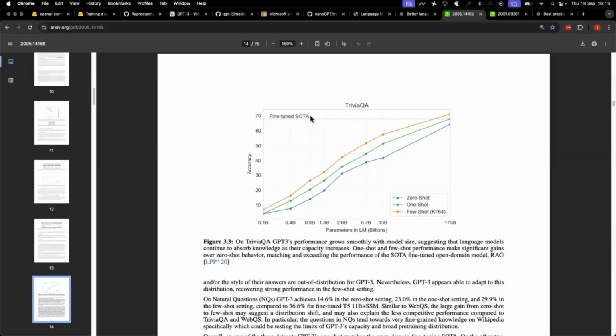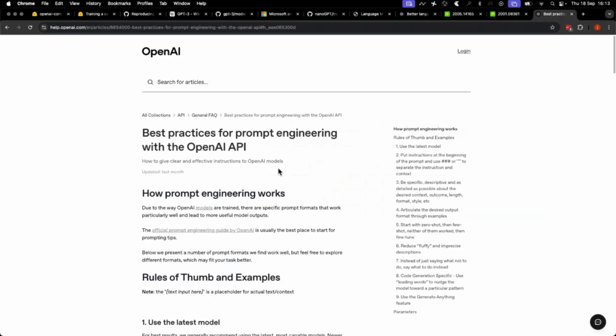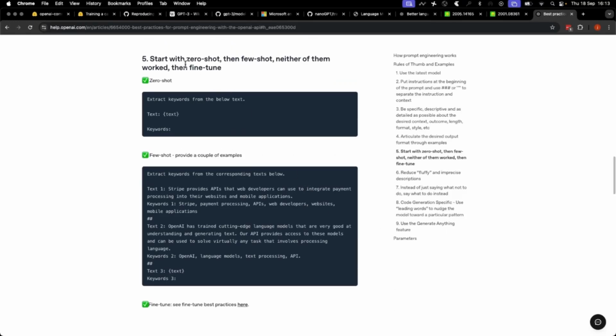I guess all of these research results make prompt engineering very important and very popular, because a good prompt can indeed enhance the model's response. If we look at one example over here, it also mentioned zero shot and few shot. Start with zero shot, then few shot, and if neither of them works, then do the fine-tuning. In this case, the example is extracting keywords from the context, with zero-shot and few-shot prompts.